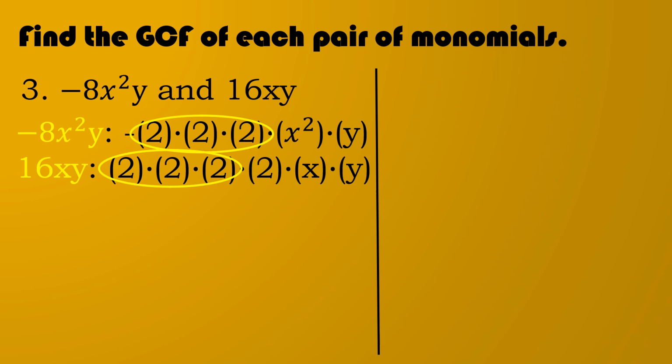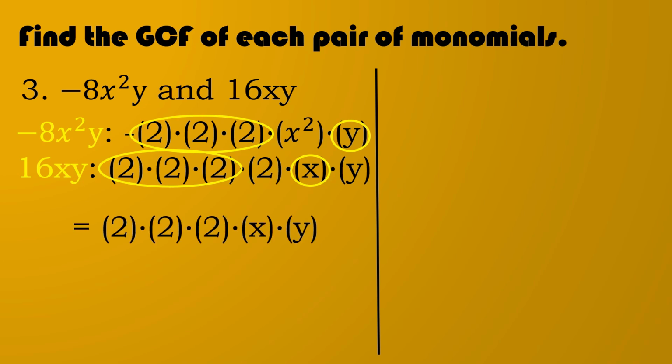In our variables, x and y are both common, but the lowest degree for x is 1, while the degree of y is both 1. We will get x times y for our GCF. This will give us 2 times 2 times 2 times x times y. Simplifying it, our GCF is 8xy.